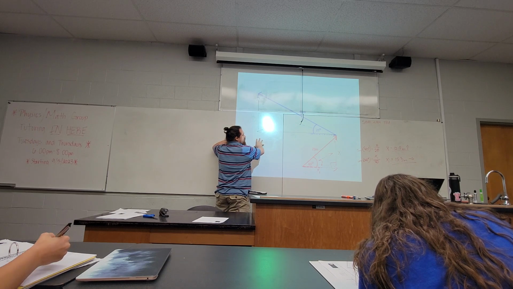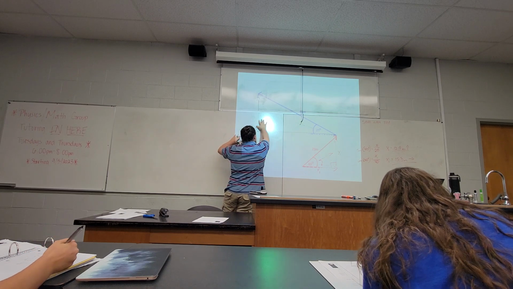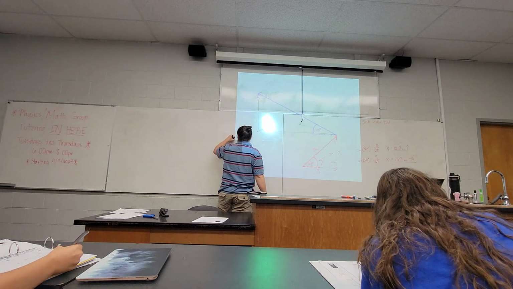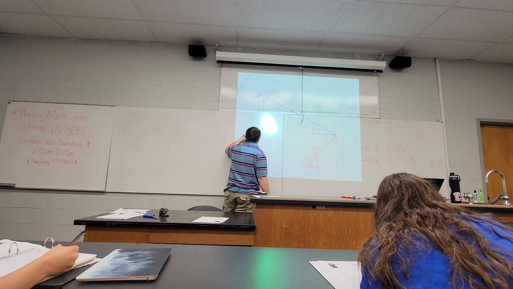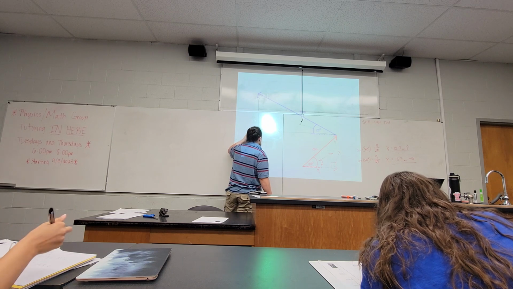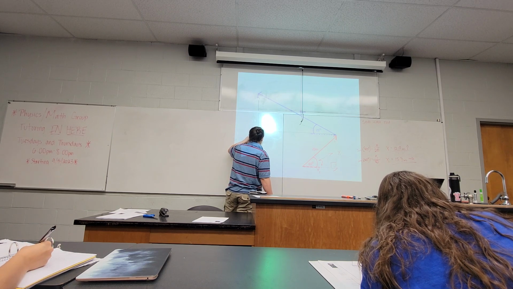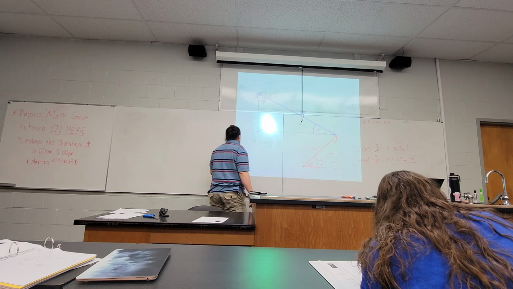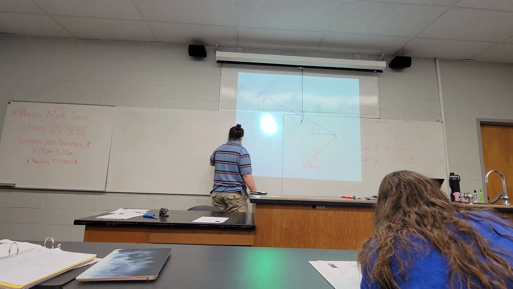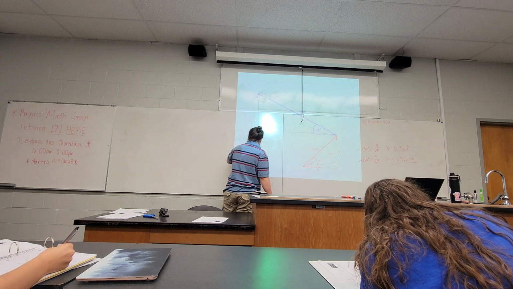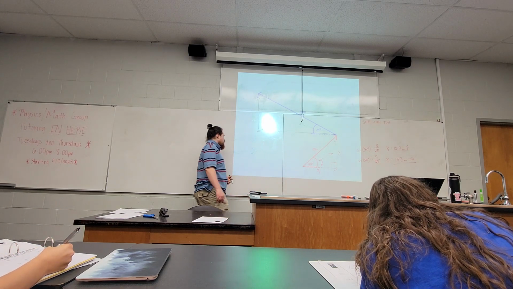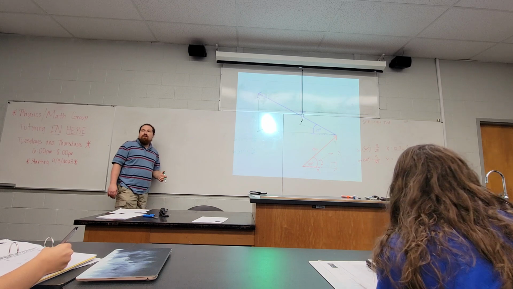Sine is opposite over hypotenuse. Opposite is still going to be y for this one. So sine of this triangle's 25 degrees is going to be y2 over our new hypotenuse of 40. Meanwhile, cosine of 25 will be x2 over the new hypotenuse of 40. How's that feel?